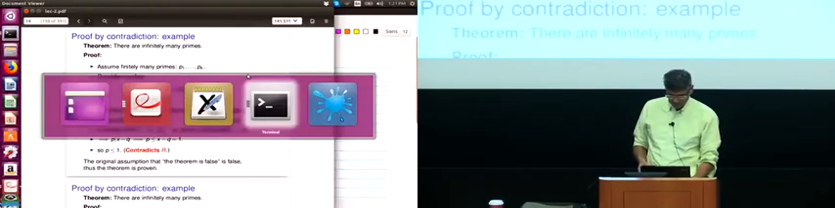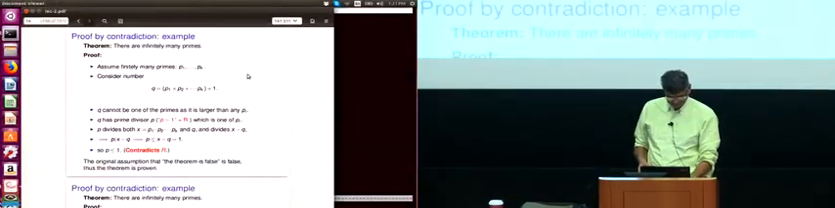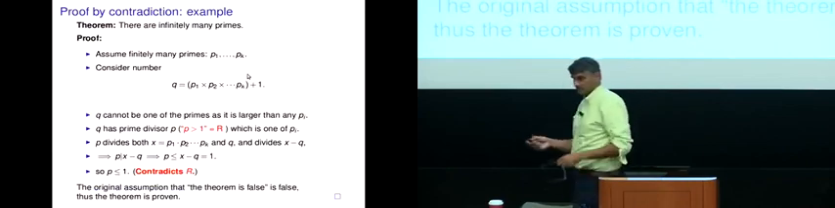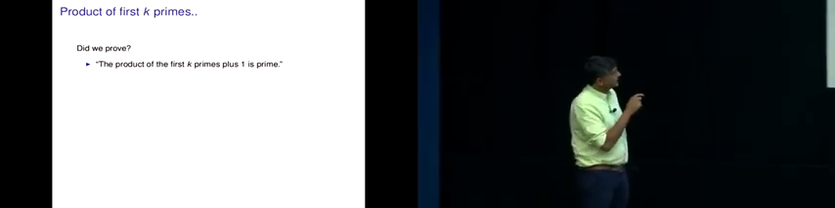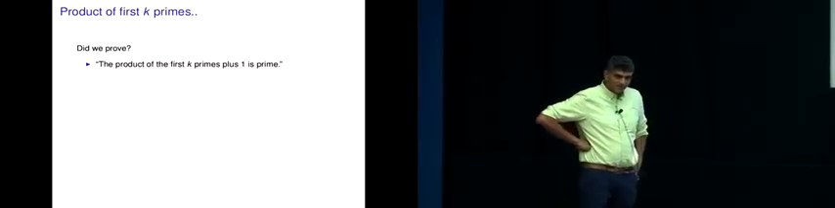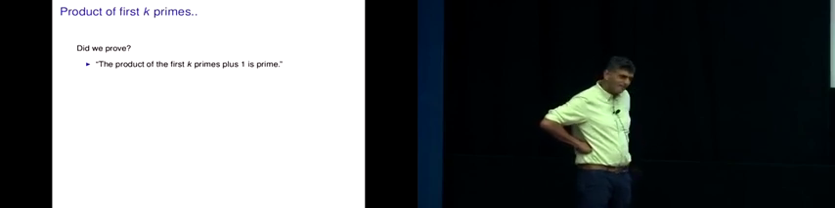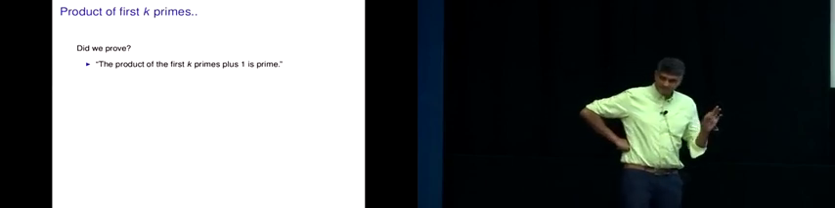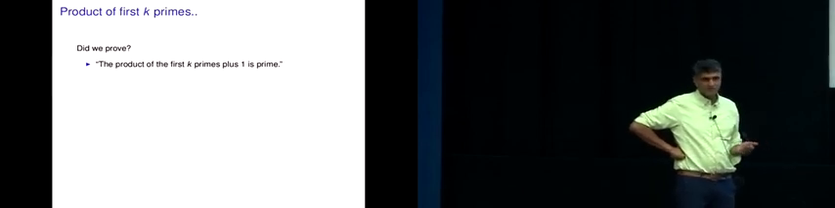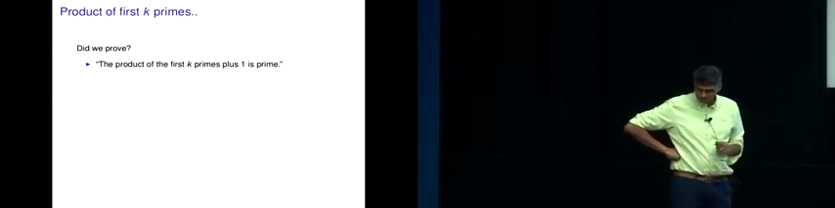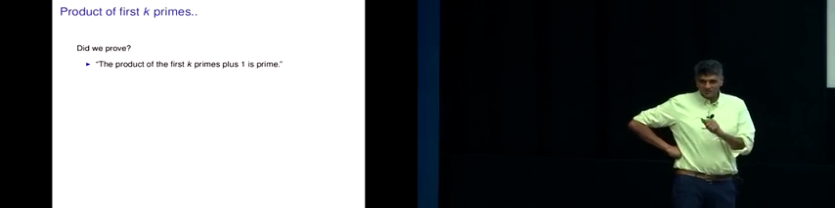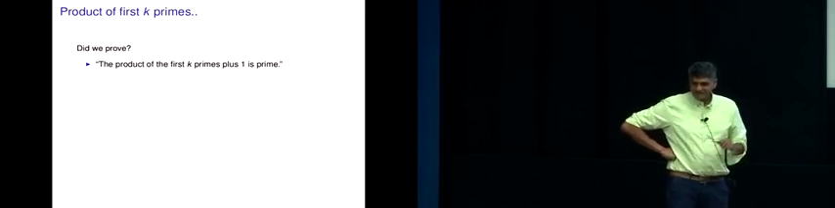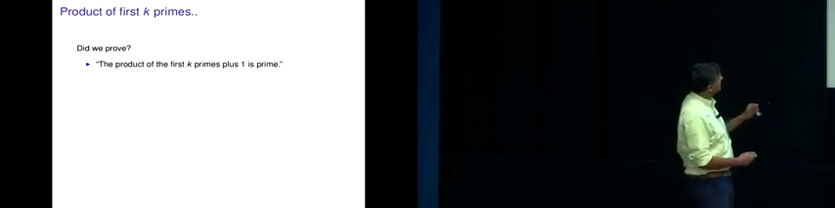He's saying, yeah, good question. He's asking: did we just prove that the product of the first k primes plus 1 is prime? Because in the context of that proof, he said, oh, q must be prime then, otherwise that doesn't make sense. But we assumed something false in the first place. So let's look at this.